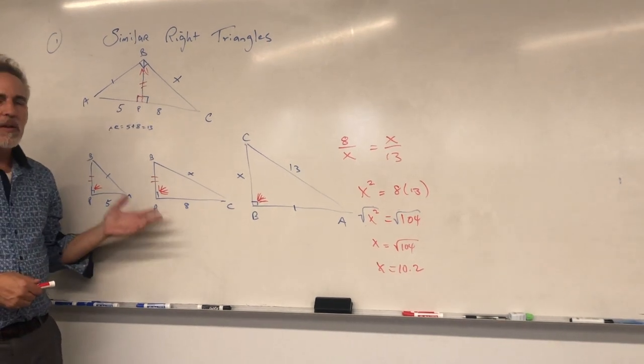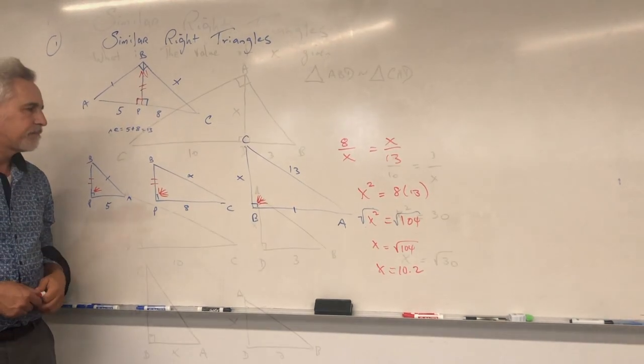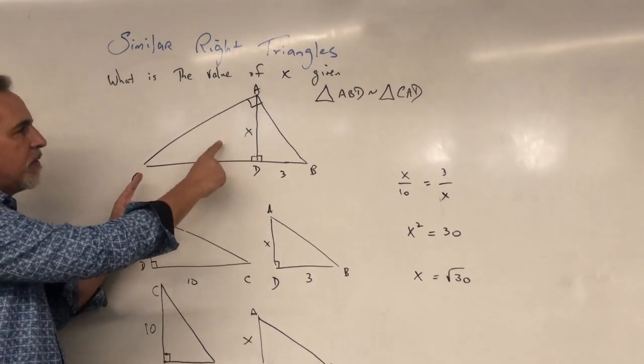Let's go to another example, a little bit different, and let's see how that works. All right, so zooming in here, we've got this triangle and this triangle.